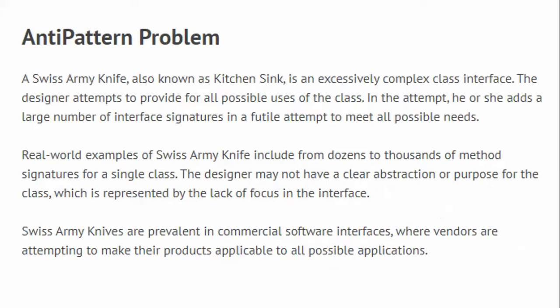All right. And then again, I mentioned this before, the Swiss Army knife, here, I can just read this. A Swiss Army knife, also known as a kitchen sink, is an excessively complex class interface that a designer attempts to provide for all possible uses of the class. In the attempt, he or she adds a large number of interface signatures in a futile attempt to meet all possible needs. This happens as a result of feature creep, and at some point, somebody needs to come in and say, you know what, this object has gotten too big and too clunky, and it's too complicated, and no one can figure out what it does, so let's break it up into smaller objects.